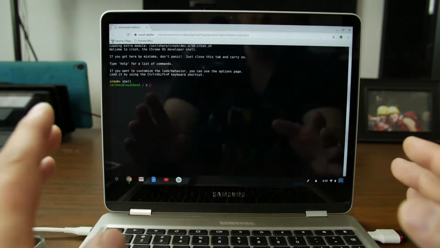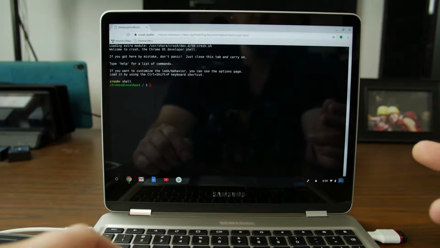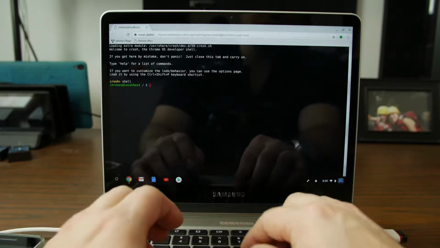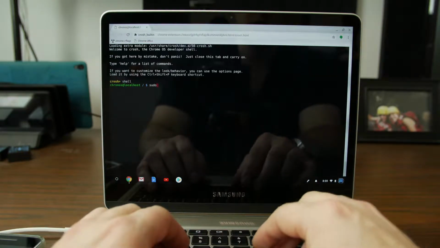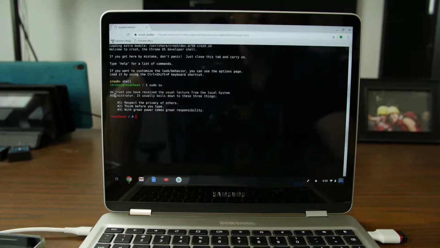Now, what's cool is if you have the developer mode turned on like you saw in the previous lesson, then you can actually get a root shell, and you can do this now. So you can do sudo su, and you can see it goes ahead and gives you this awesome little warning. We trust you have received the usual lecture from the local system administrator. It usually boils down to these three things: 1, respect the privacy of others, 2, think before you type, and 3, with great power comes great responsibility.